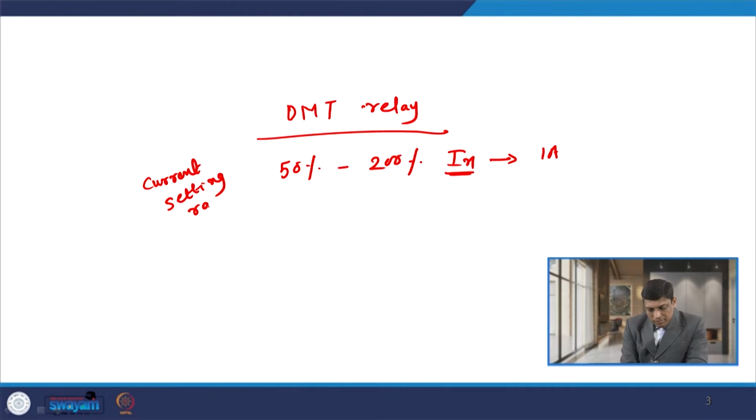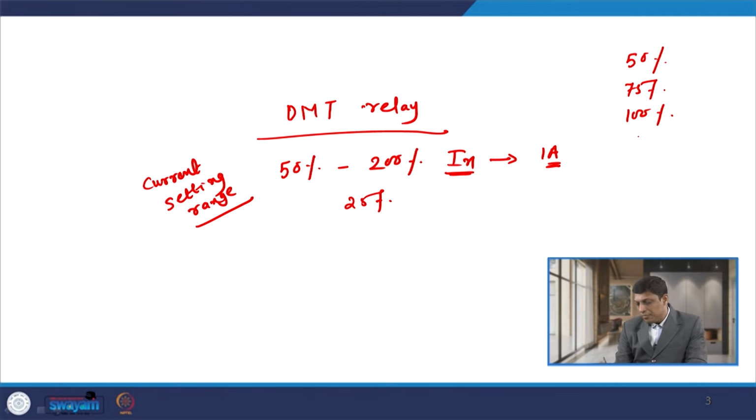The current setting range is given from 50% to 200% of the relay rated current, that is 1 ampere, in steps of 25%. So, if I start with 50%, then its setting range is 50%, 75%, 100%, 125%, 150%, 175% and 200%.